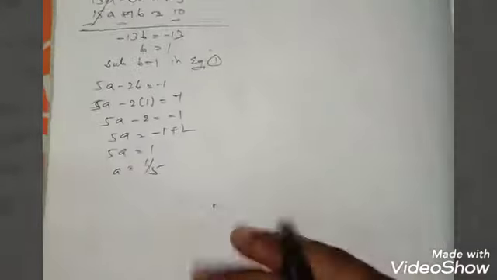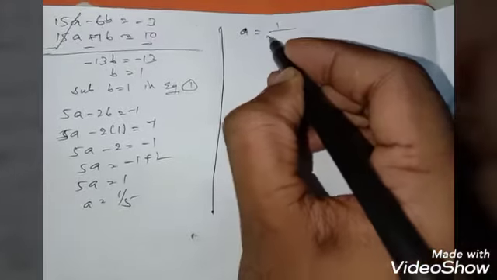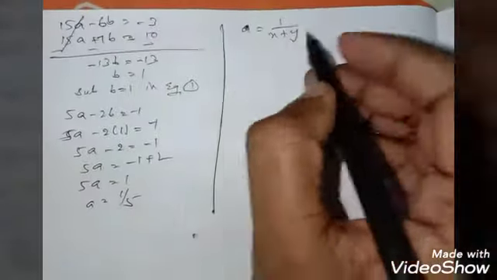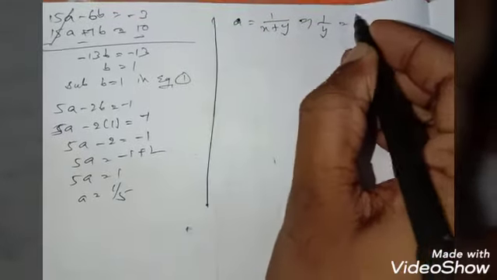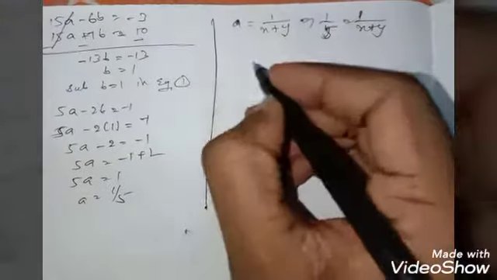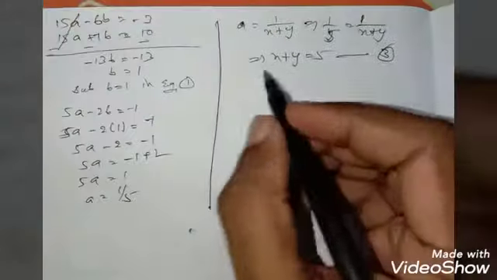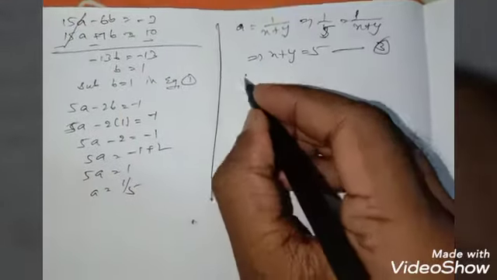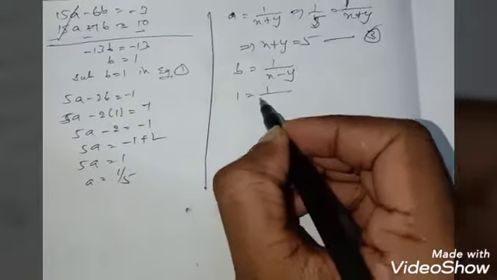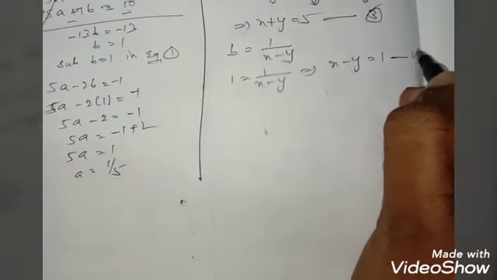So after getting the values of a and b, then we have to find the values of x and y. Here a was assumed as 1 by x plus y. Right. Now the value of a is 1 by 5, equal to 1 by x plus y. Now cross multiply, you will get x plus y is equal to 5 as the third equation. Right. Now here the b value is nothing but 1. So b we have assumed as 1 by x minus y. Now b value is 1 is equal to 1 by x minus y. If I cross multiply, x minus y is equal to 1 as the fourth equation.